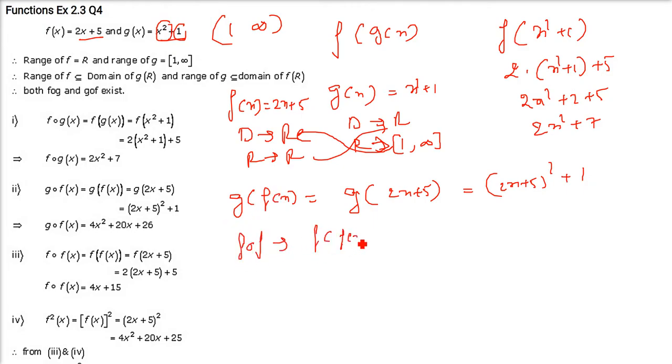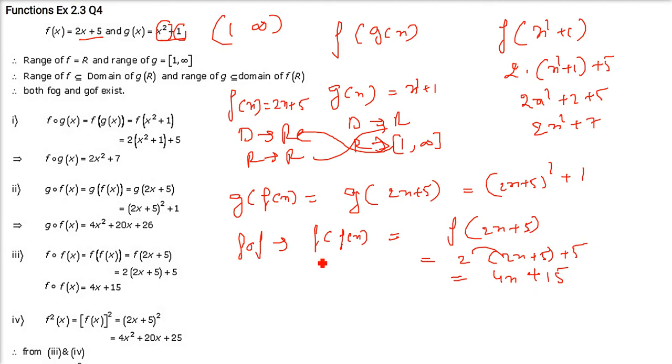Fof is f of f(x). So just put f(x) inside f(x). That is 2x plus 5 in the place of x in 2x plus 5. So you get 2 into (2x plus 5) plus 5. So 4x plus 10 plus 5, which is 4x plus 15 you will get.